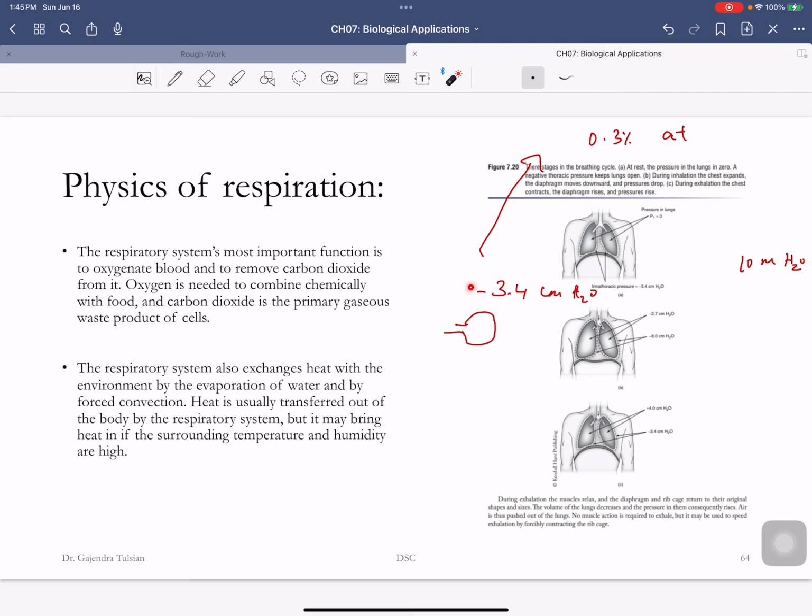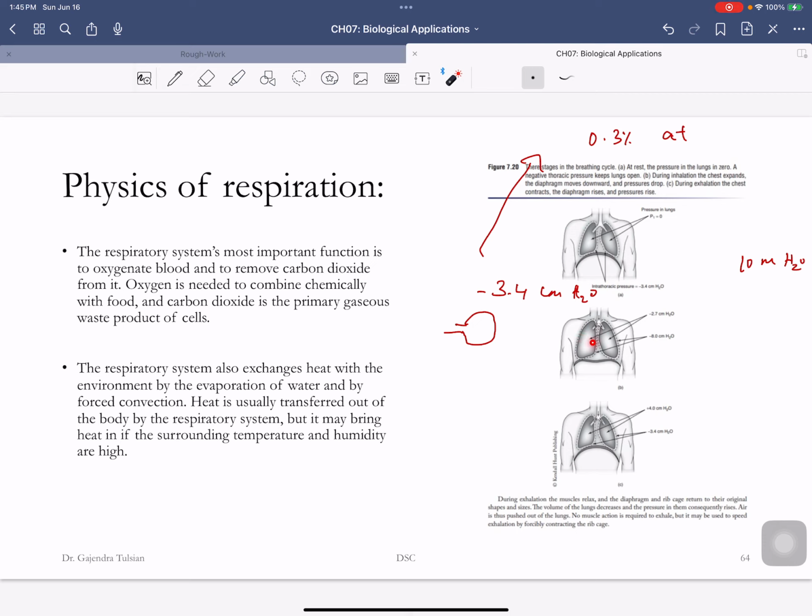Okay, so when you want to breathe in, what you have to do is reduce this pressure. So when you breathe in, your thoracic cavity expands and the intrathoracic pressure decreases. The pressure inside your lungs has decreased to minus 0.27 centimeters of water, and so air flows in. Okay, so you've reduced the pressure inside your alveoli by decreasing the surrounding pressure. So air flows in.